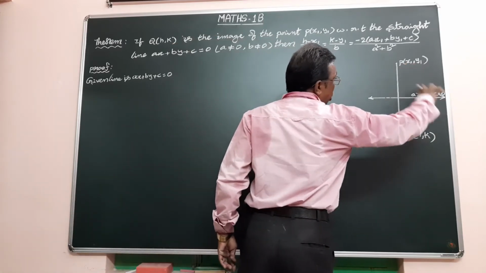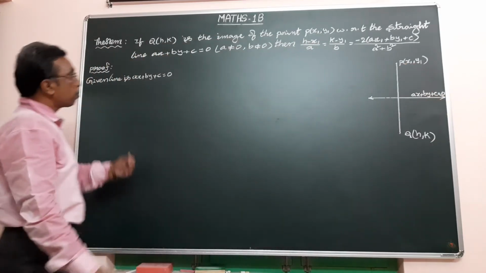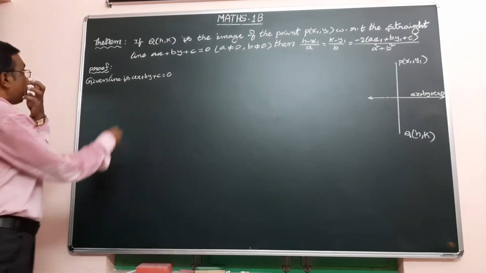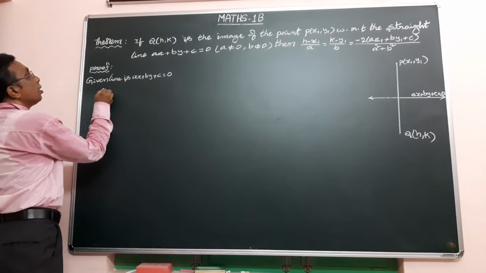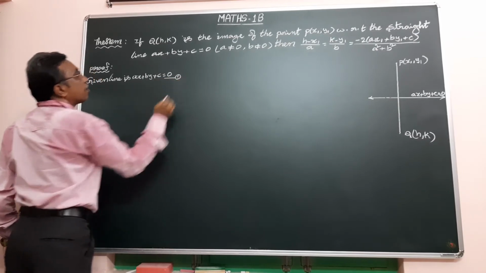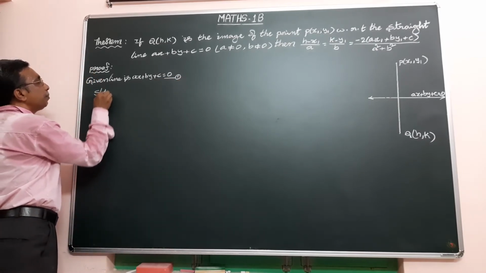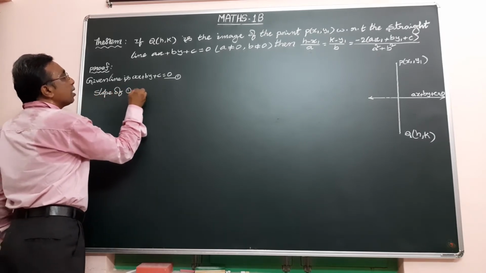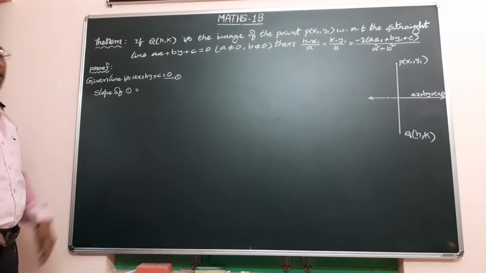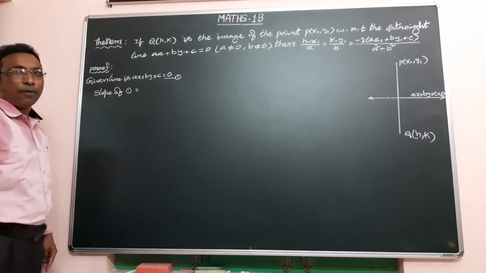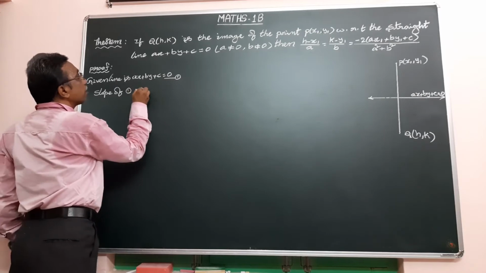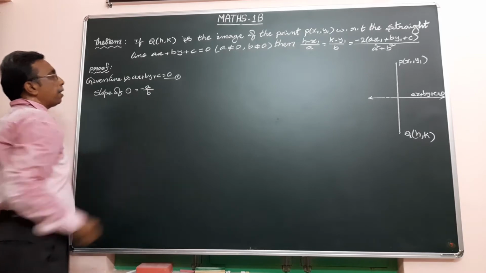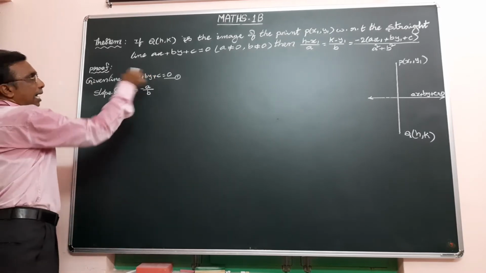First of all, find the slopes of these two lines. First of all, the given line is ax plus by plus c equal to 0. Find the slope. This one is equation 1. Slope of 1 equal to, what is the slope of the line? Minus x coefficient by y coefficient, minus a by b. This is the slope of the line equation.